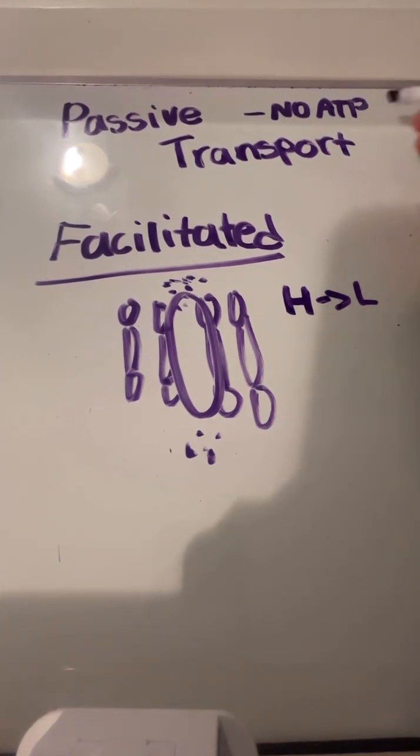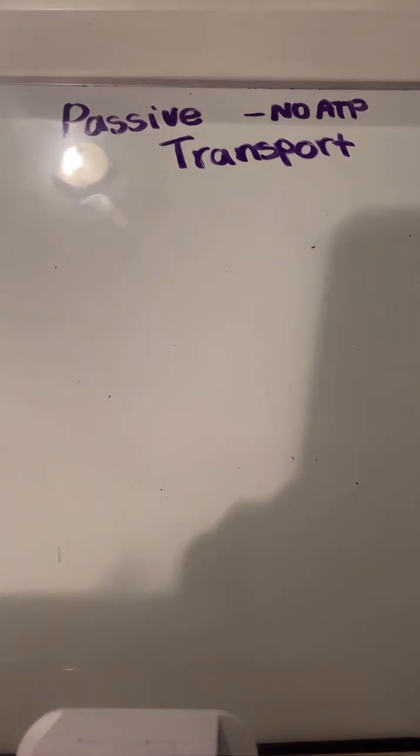And no ATP. Don't forget about that. That's passive transport, and there's no ATP used. So those were the 3 types of passive transport. Now we're going to learn about the next type of transport.